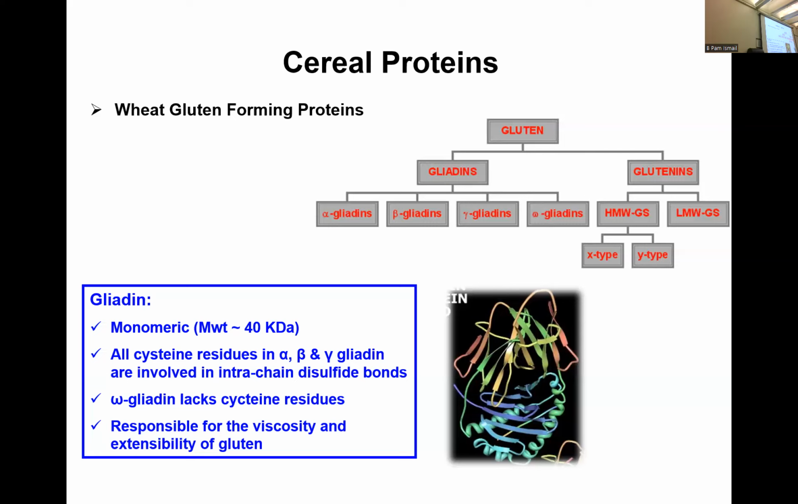The gliadins are usually responsible for viscosity and extensibility of the dough. So a high ratio of gliadin to glutenin will have a more extensible dough. A more extensible dough would serve best for a type of bread like flat bread or pita bread, an application where you require it to extend and not be elastic, and you don't want it to shrink back. So gliadin plays an important role in the extensibility of your dough.